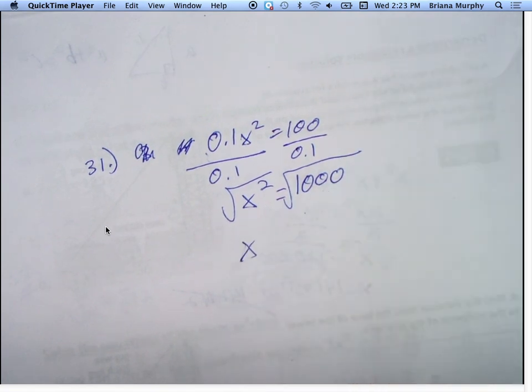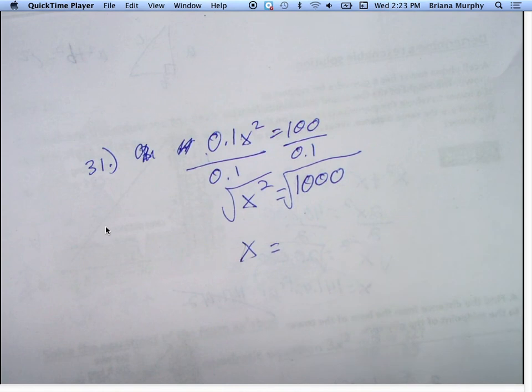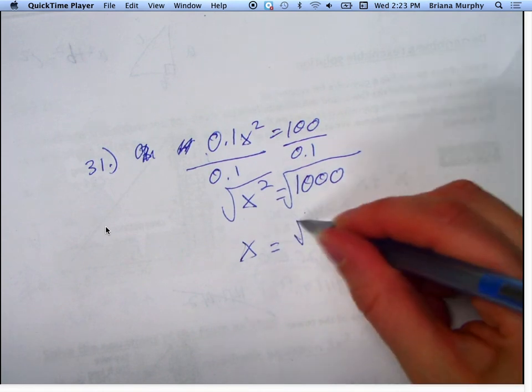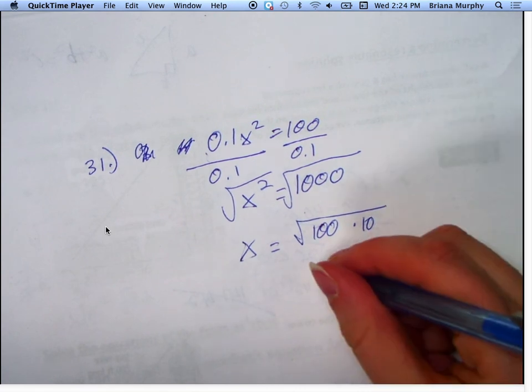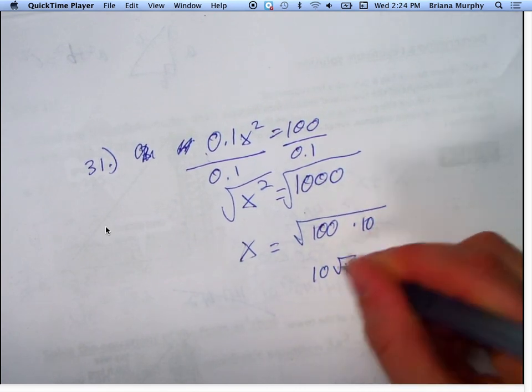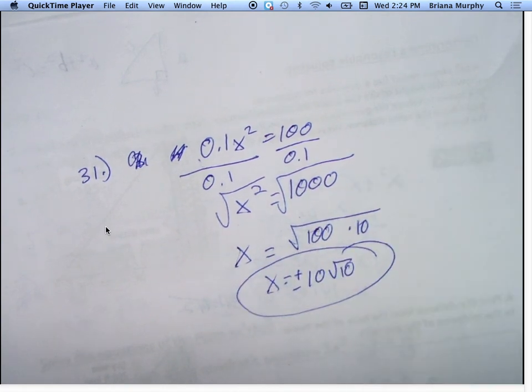What's the biggest number? Let's just guess. I know 100 goes in there, right? How many times does 100 go in there? 10 times. So we get the square root of 100 times 10. What's the square root of 100? 10. Remember, it's plus or minus. When you divide 100 by 0.1, it means how many 10 cents fit into 100? Well, 1,000 do, right? I know that confused some people, but that's why that's there.